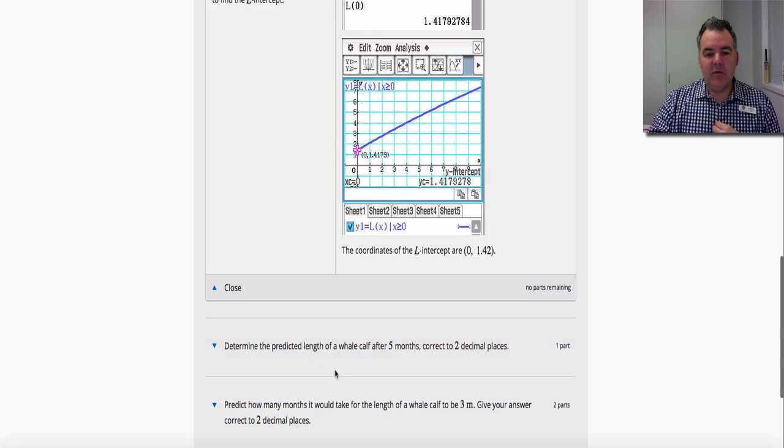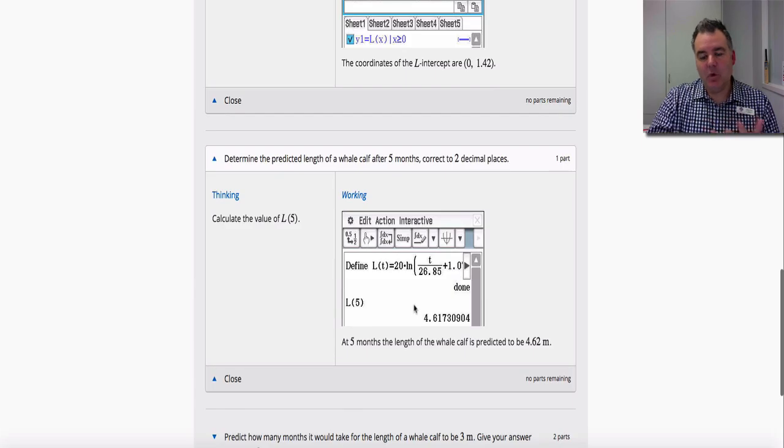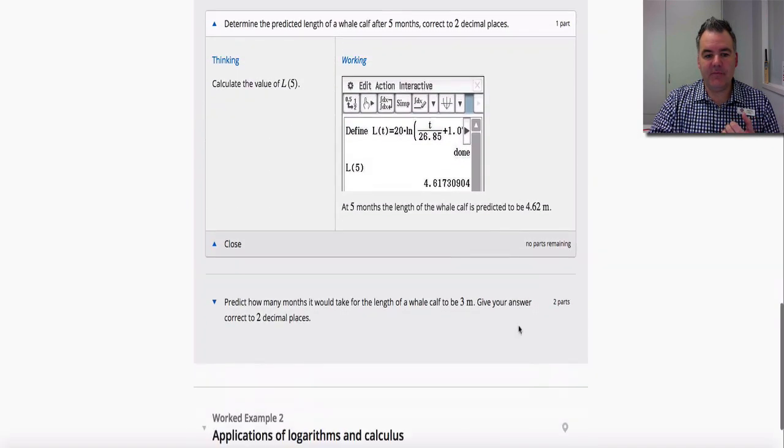Determine the predicted length of the whale calf after 5 months, correct to 2 decimal places. So we just need to put our cursor and go along here to 5, and then we will see what that is. If we do that, or we can just work in main as well, we've got the definition of the function, and we just say what's L(5), and we get 4.62 meters long.